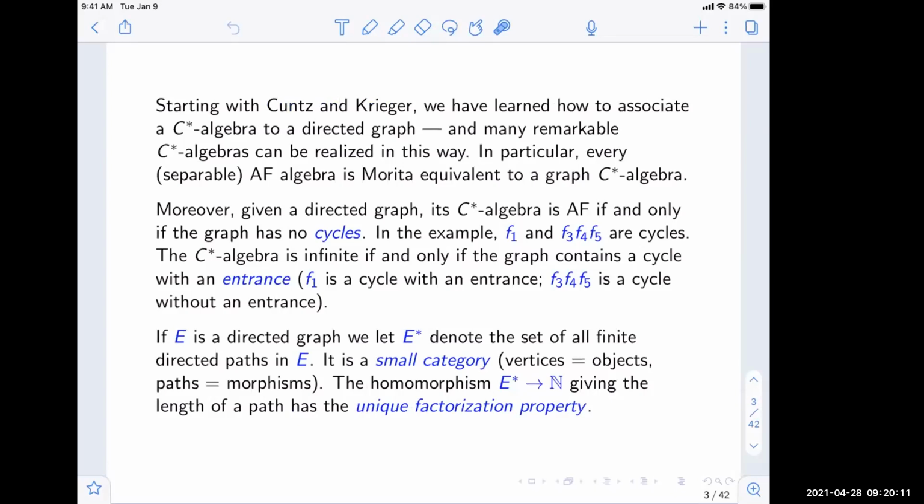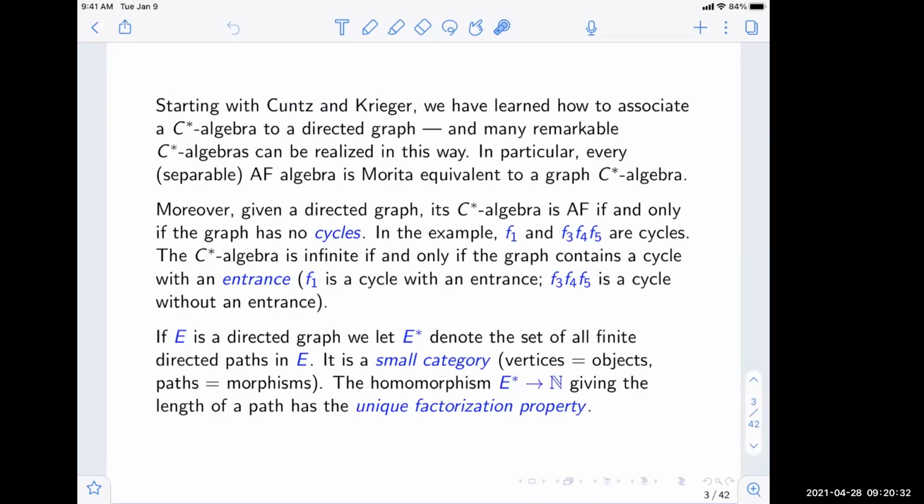Okay, now the point of view I like to take is that we should really think of the graph as giving us a set of paths, finite directed paths. So if E is the graph, I let E star, this is fairly standard, denote all the finite directed paths. And we should think of this as a small category.